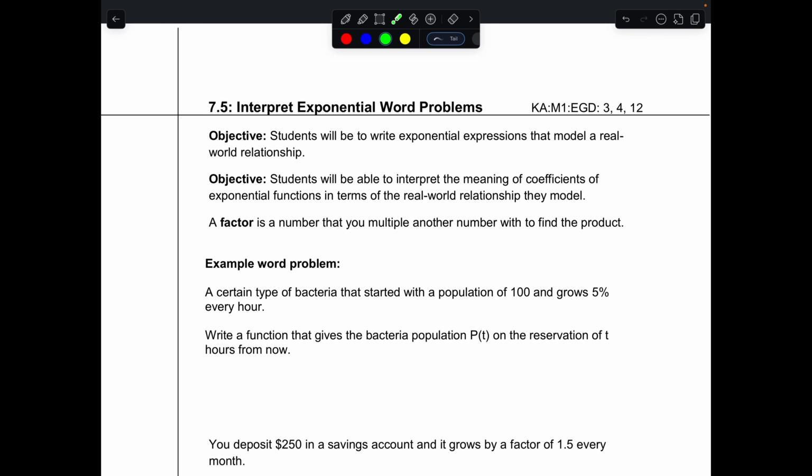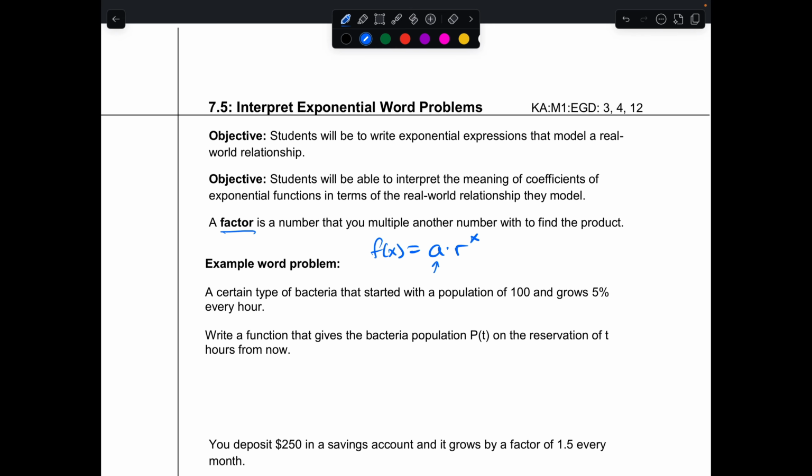A factor, we should know what a factor is. It's something that is being multiplied by another factor. In fact, we also talked about a growth factor or a decay factor when we saw exponential functions. So here's an exponential function. It might look more like this, like f of x or something.